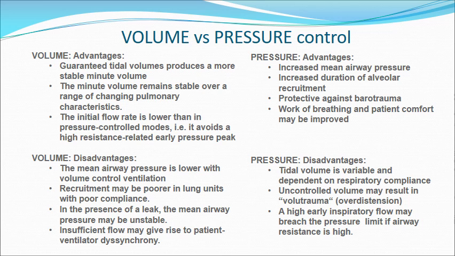So pressure advantages. You have increased mean airway pressure. Again, you're getting a peaking of the partial pressure of oxygen more quickly. So in theory, you get more diffusion across those alveolar walls because of the higher oxygen partial pressure that comes from a higher pressure early on in the lungs. And in the same way, you get an increased duration of those alveolar sacs being recruited or expanded. It's protective against barotrauma.